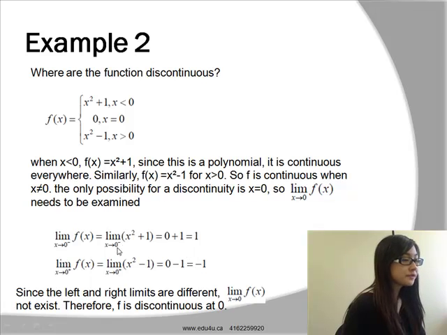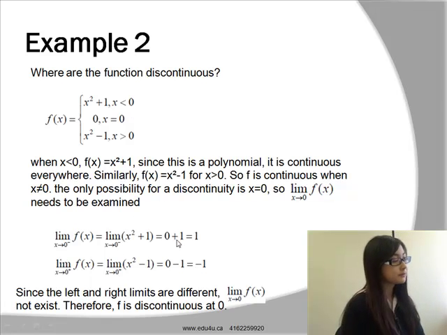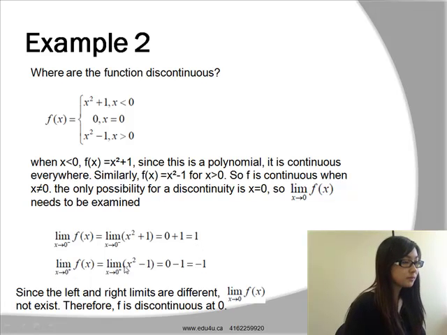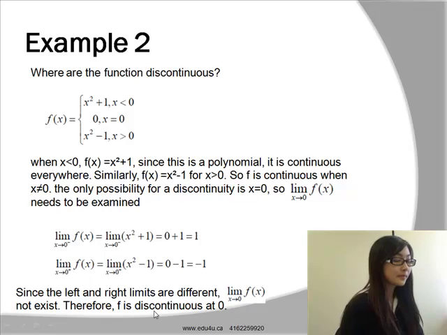When we take it from the left side, we have the limit as x approaches 0 of the first function, because x is less than 0. So we plug 0 in and we get positive 1. When we approach 0 from the right side, we have to use the second equation because x is now bigger than 0, and at the end we get -1. Since the left and right limits are different, the limit as x approaches 0 of f(x) does not exist. Therefore, the function is discontinuous at 0.